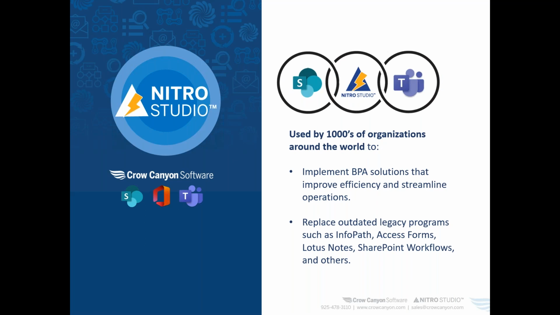And also a big work we're doing a lot lately is replacing outdated legacy programs such as InfoPath, as well as Access Forms, Lotus Notes, SharePoint workflows, etc. We have a whole section of our website on InfoPath replacement. We have a number of projects going on. People are finally getting off of InfoPath. Mainstream support ended last July, and now people are coming to us and saying, okay, I need to really take this seriously. We need to move these InfoPath forms to a new solution, and they're looking at NITRO Studio as the way to go forward with that.